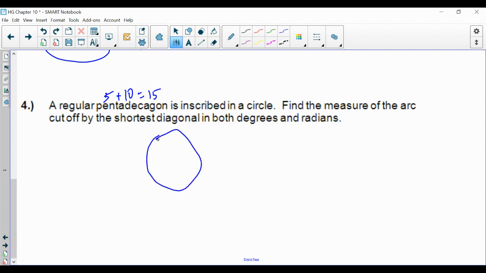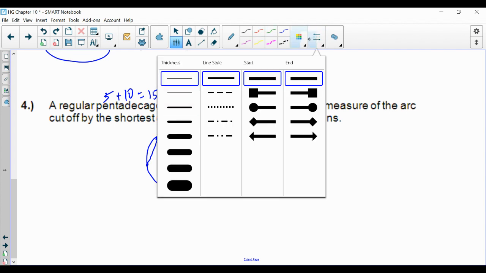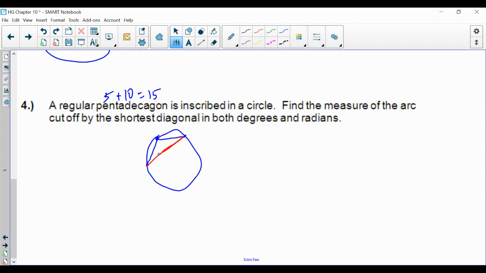So first, you could try to draw a 15-sided figure, but I'm not very good at it. Obviously, my circle looks horrible. This is what we're looking for, though, the arc of the diagonal that connects the shortest diagonal, meaning 2 vertices that are just separated by 1 vertex in the middle. Okay, so pretend there's 15 sides in this. We just care about this arc here.